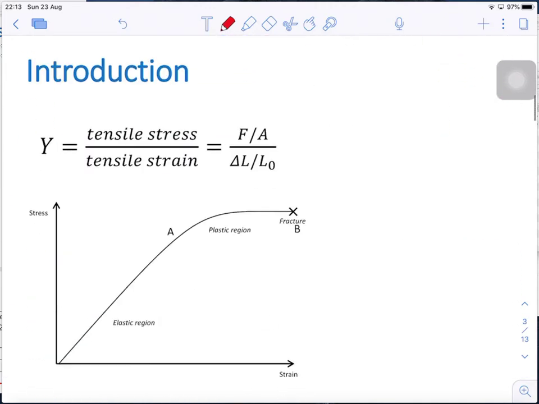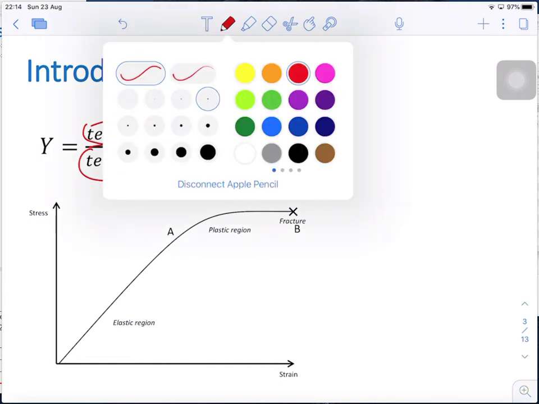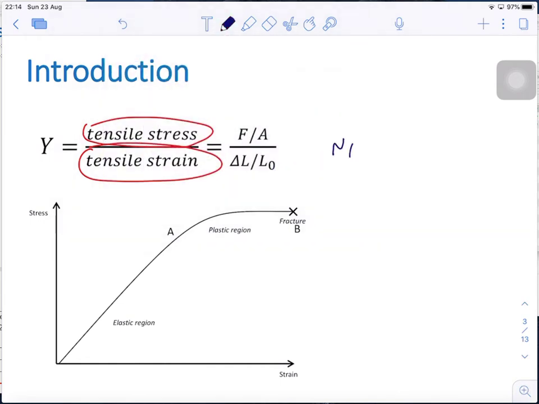Okay. And now we can define the Young modulus, which is equal to the ratio of tensile stress to the tensile strain. In this case, the unit is Newton per meter square, the same as the tensile stress.